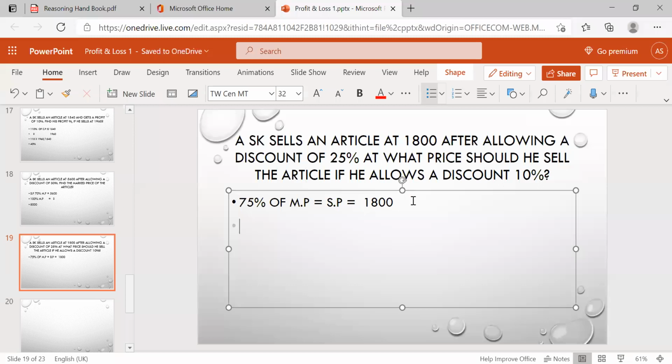Then what they're asking is, they have to give only 10% discount. That means 90% of the mark price equals the new selling price, which is what they're asking. Now just do the cross multiplication again: 1,800 into 90 divided by 75.